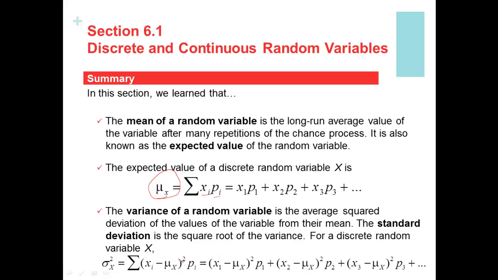For a discrete random variable x, remember variance is calculated by taking each individual observation minus the mean, squared, times the probability of that outcome. And again, it's the sum of all of those. So you're going to do that for each individual outcome and add up the results. The standard deviation then would be the square root of that.